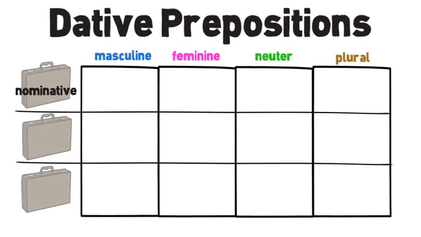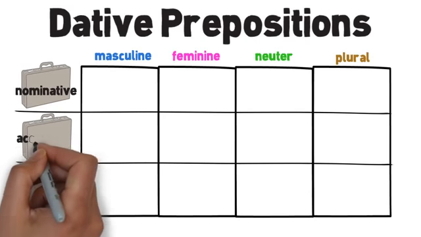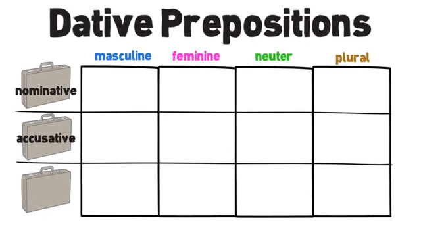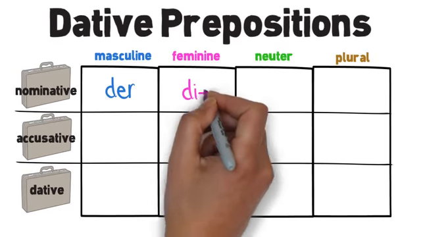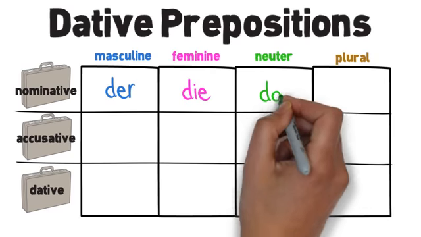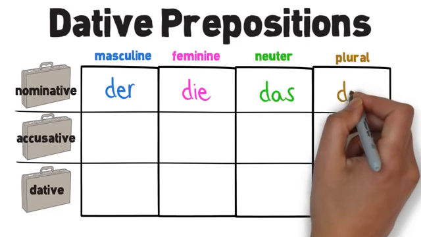The nominative case is for subjects of sentences. The accusative case is used for direct objects and after certain prepositions like für, and the dative case is used for indirect objects, also a topic for another day, and certain other prepositions, which we'll be getting to in just a minute. As you know, masculine nouns in the nominative case will use the definite article der.